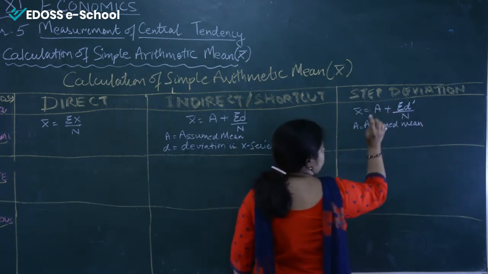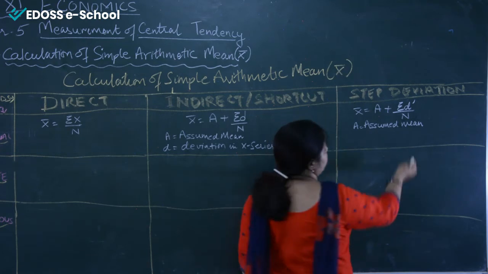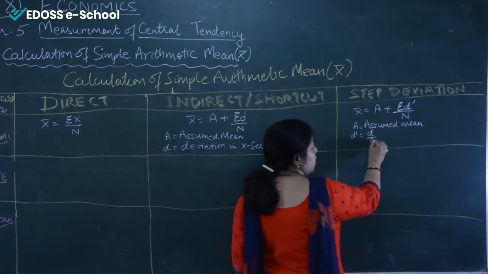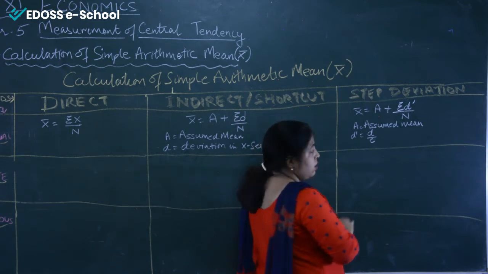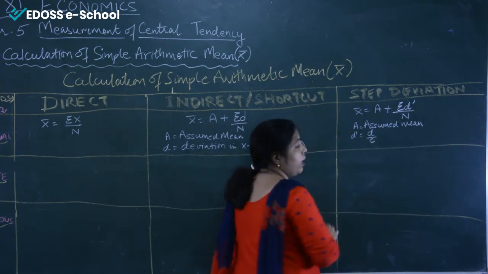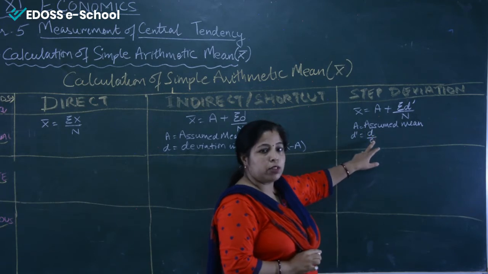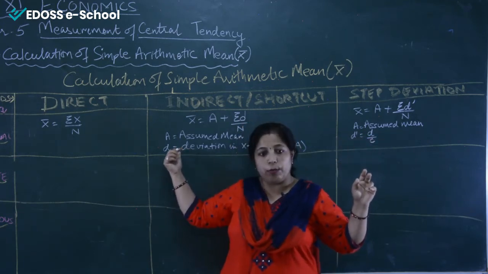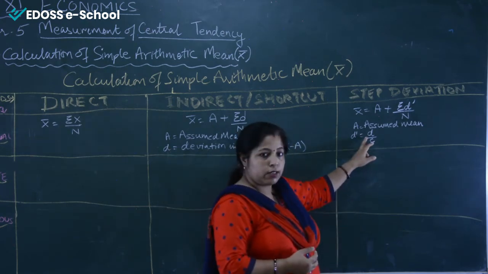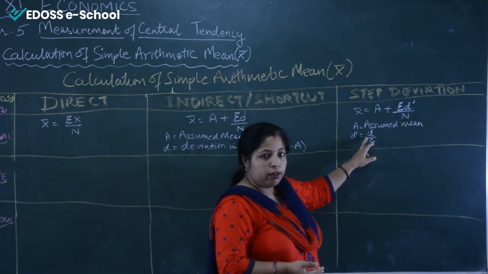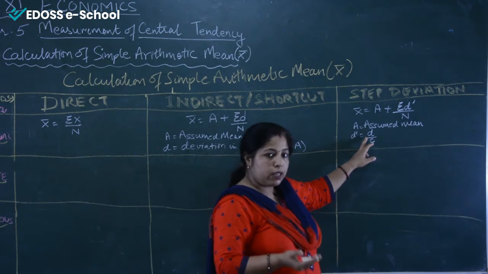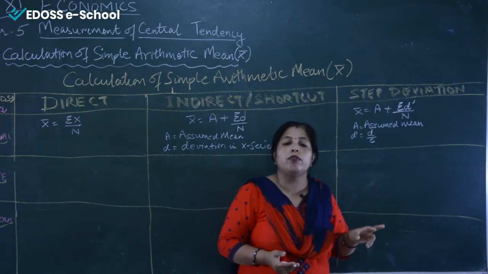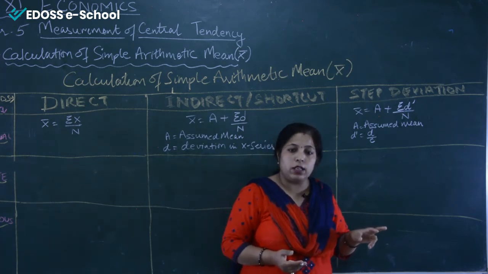After that, here is summation, that is the total of D dash. Now D dash is D upon C. Here, when we say D upon C, D is the deviation which we have talked about in the last formula, deviation in X series. And how is D calculated? By doing X minus A. Fine. And what is C? C is the common factor.